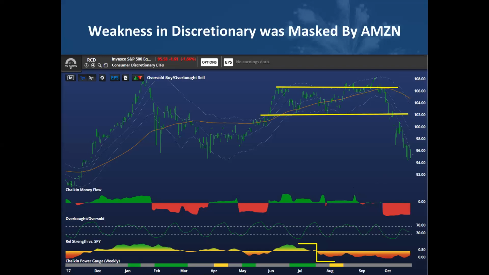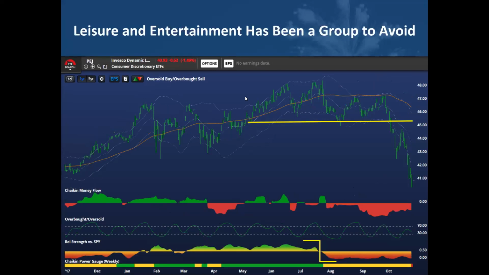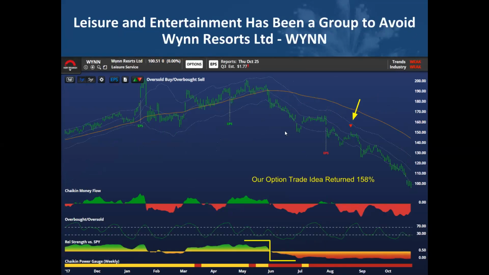So with that in mind, I started looking for opportunities on the bearish side within consumer discretionary, right? One of the groups of consumer discretionary that we've wanted to avoid has been the leisure and entertainment group. Here's PEJ, the leisure and entertainment ETF. You can see back in late July, it began to underperform the market. Shortly thereafter, institutional investors really started selling this group, and you can see the intensity of this bearish Chaikin money flow as the institutions have been coming out of the names that make up this ETF. So we thought it was a great opportunity to go looking for bearish ideas.